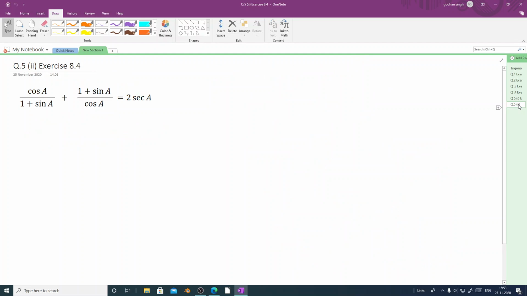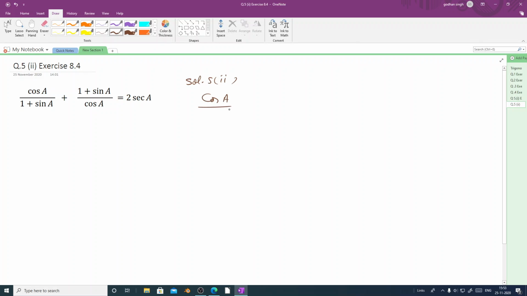So here we are having question number 5, second part. Cos a over 1 plus sin a plus 1 plus sin a over cos a, that we have to prove is equal to 2 sec a. So I will be solving here the left hand side and try to prove that it is equal to the right hand side. So solving question number 5, second part. Solution 5, second part.